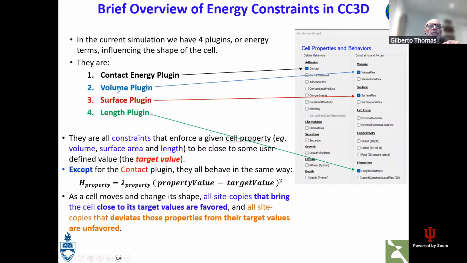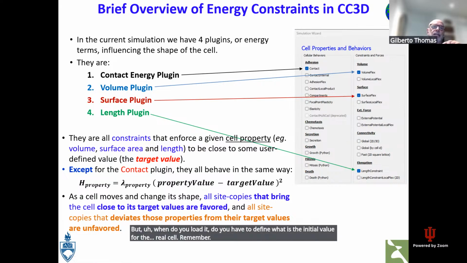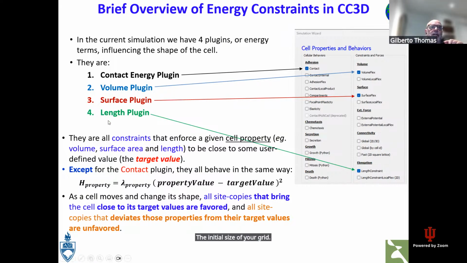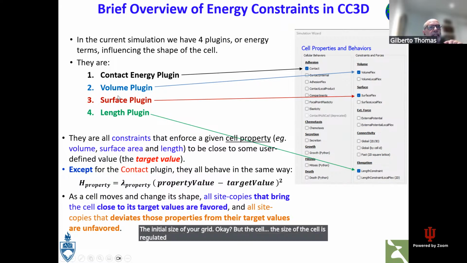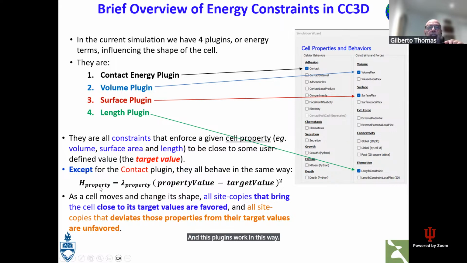But when you load it, you have to define what is the initial value for the real cell. Remember that in the uniform initializer, you are only defining the initial size of your grid. Okay, but the size of the cell is regulated by what values you're using in this kind of plugin here. And this plugin is working this way. It is in this equation here. H property, it's the energy, is a lambda factor with a constant factor, and a function which is a square of a difference of the initial value, I mean the target value, which is the value that we want the cell to have, and the property value is the value which the cell has during the simulation.